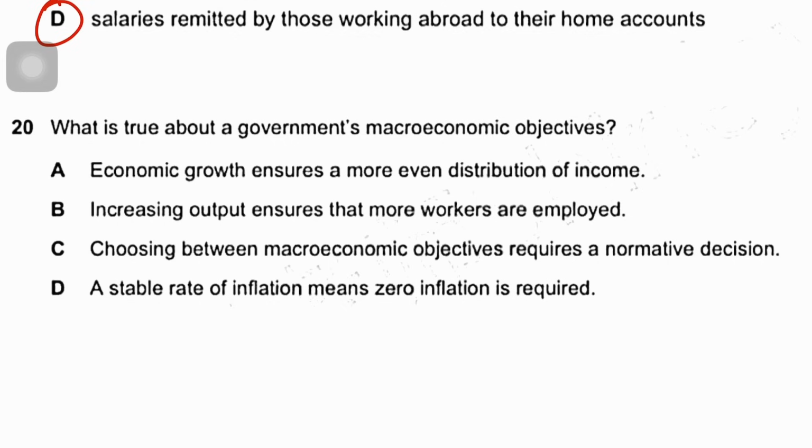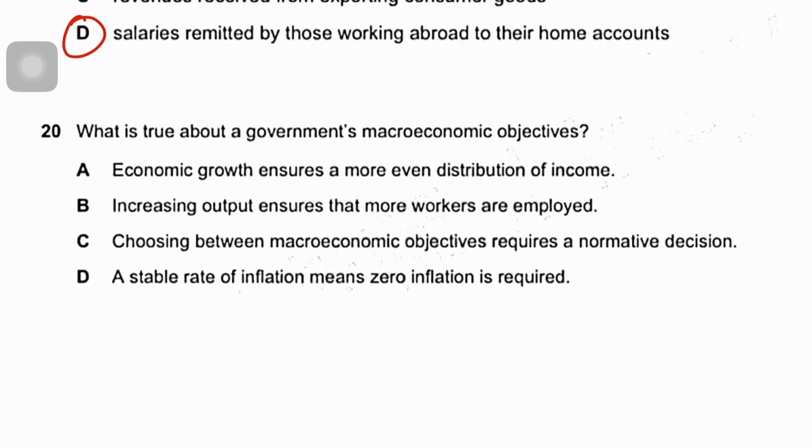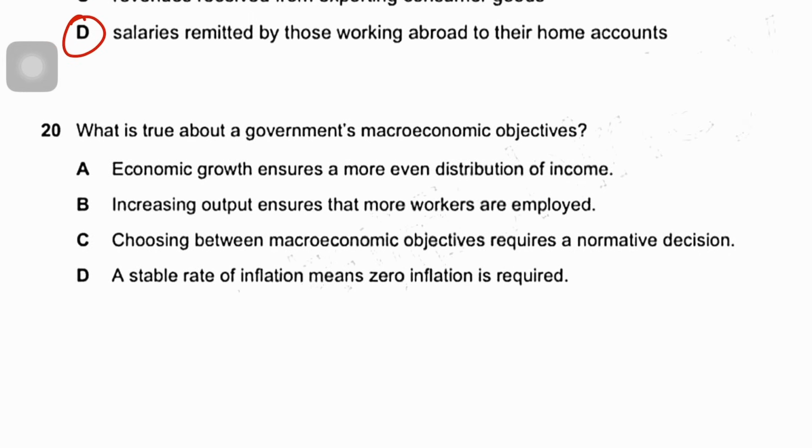However, the best possible option is option C, because choosing between macroeconomic objectives requires a normative decision, which is true. Policy decisions involve trade-offs between different macroeconomic objectives, especially the trade-off between inflation and unemployment. Whether we should go for lower inflation and compromise on unemployment, these decisions are normative in nature because they are based on value judgments about which objectives the government should prioritize, right? And so that makes option C the correct option.